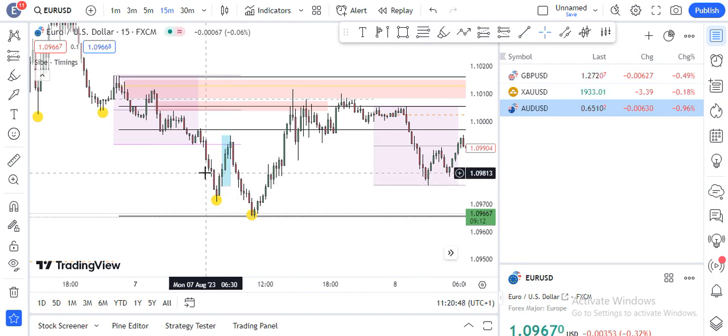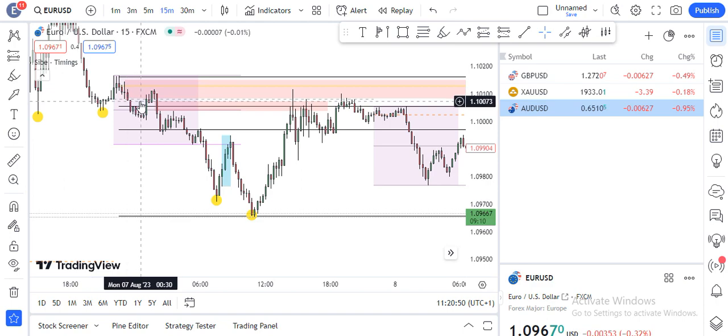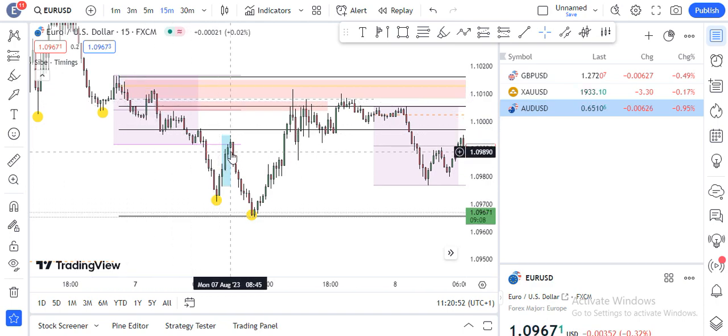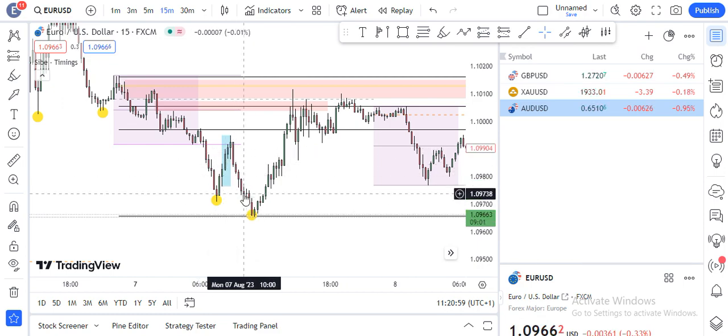Okay, so now we're going to be waiting for our entry times. So this was 8, and we don't trade the market at 8. We trade from 9:30, 11:30, 14:30, and 16.